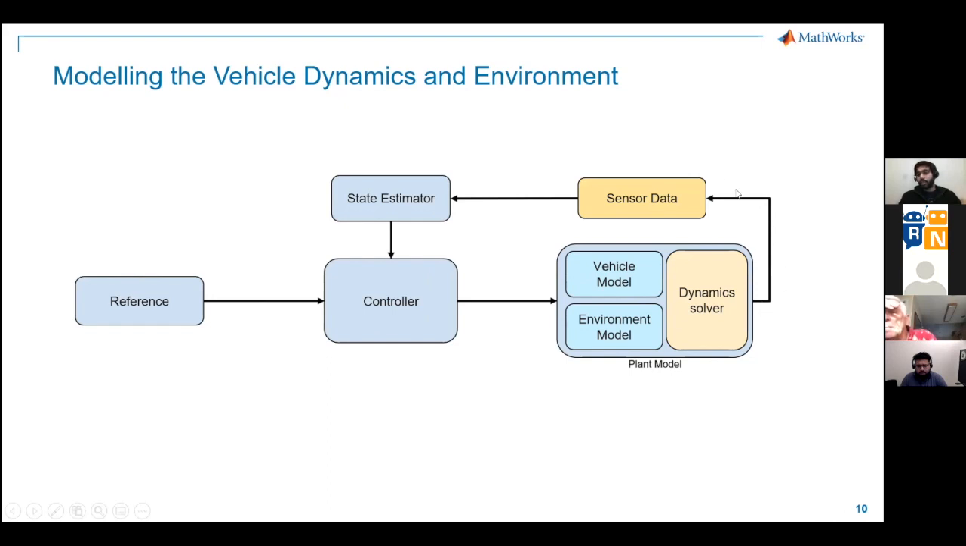Now this output is measured by sensor data and the state estimator, and it's then fed back to the controller. Sometimes it's not possible to measure certain parameters, or if you have a lot of noisy sensors, it becomes really hard to estimate the state of your system. So in that case, you use a state estimator.